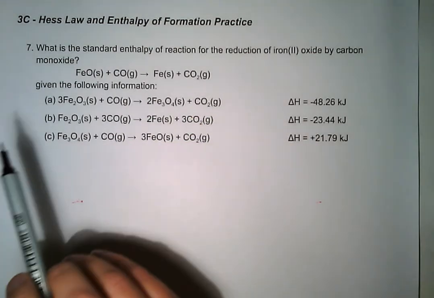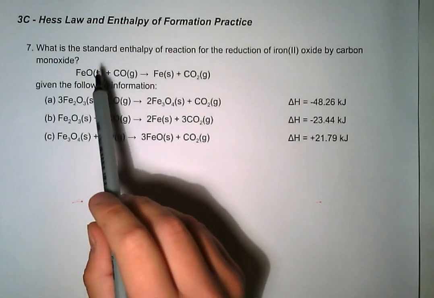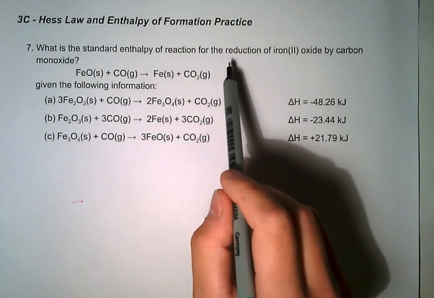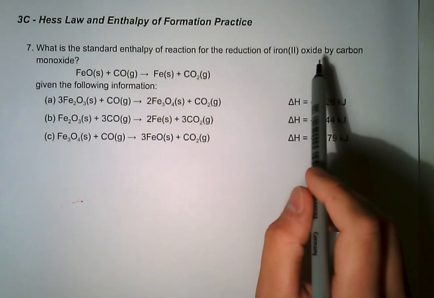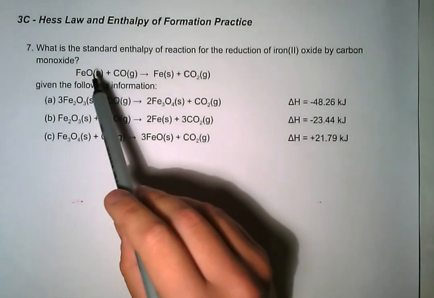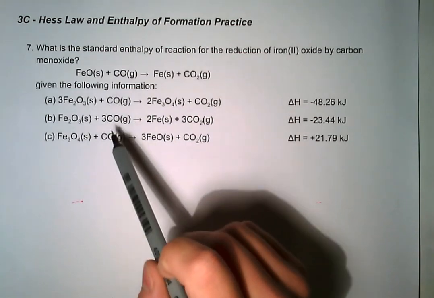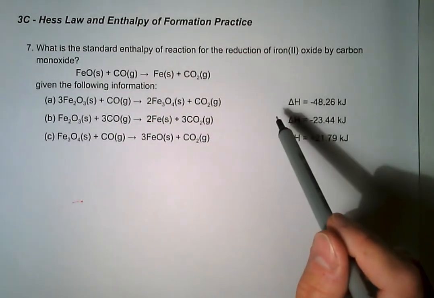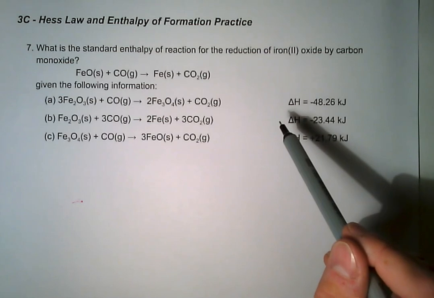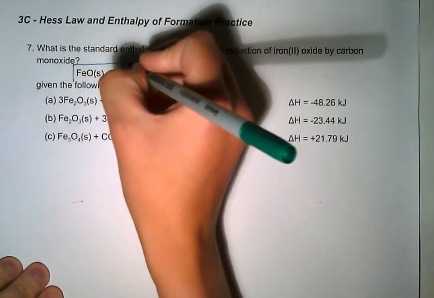So our final problem here says, what is the standard enthalpy of reaction for the reduction of iron 2 oxide by carbon monoxide? And it gives us the equation up here, and then it gives us our 3 reactions with known enthalpy values to work with. So here's our target equation. I'm going to go ahead and box that in.